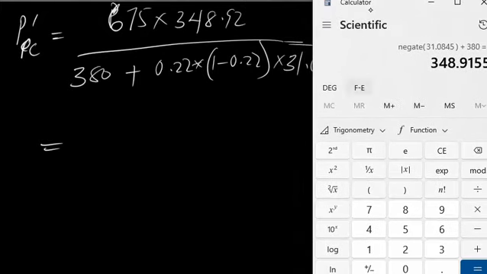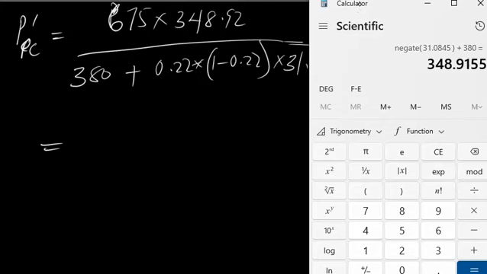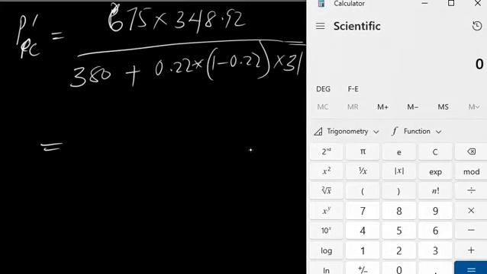So this is our calculator. We have 675 times 348.92 divided by, now bracket. Sorry, let me delete one of the brackets, so it's one bracket. Let me start afresh.